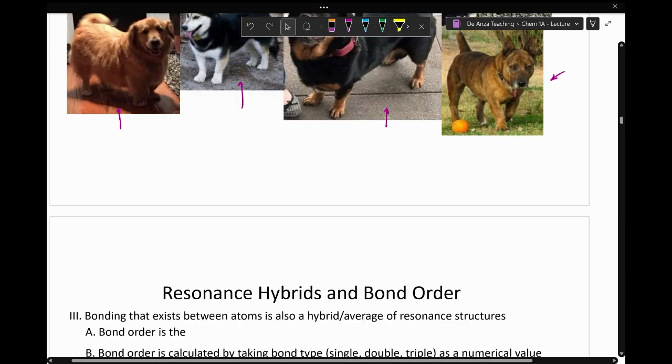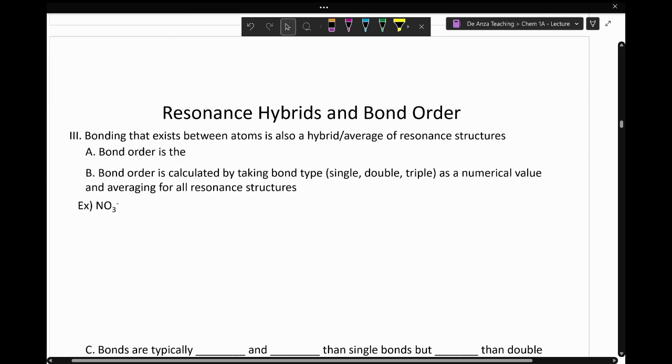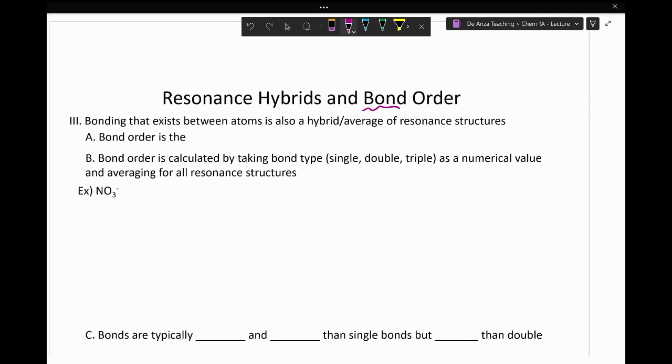And so when we look at these resonance hybrids, we can loop back to bond order, which we said is effectively the number of bonds that exist between two different atoms.